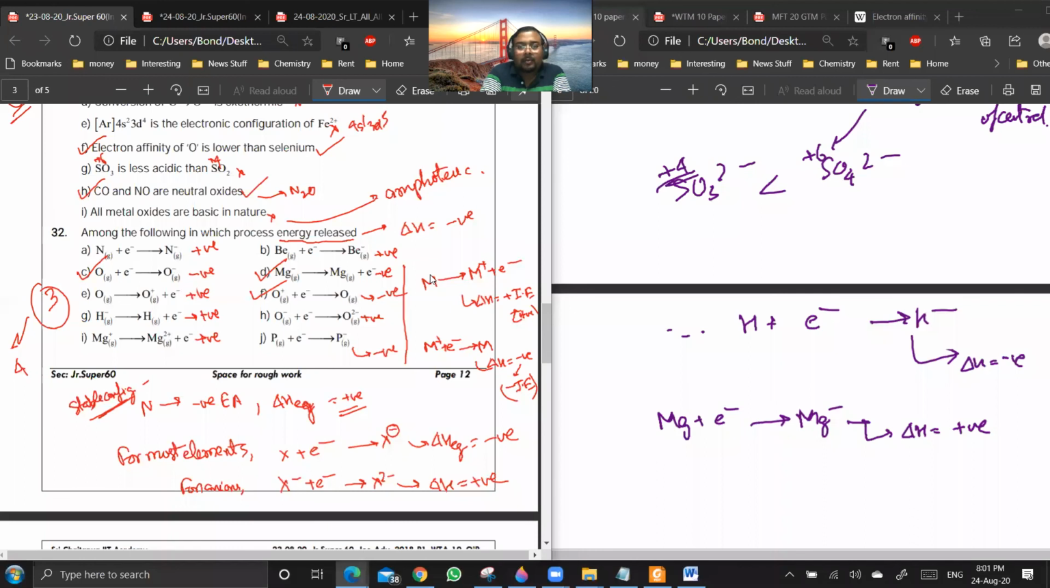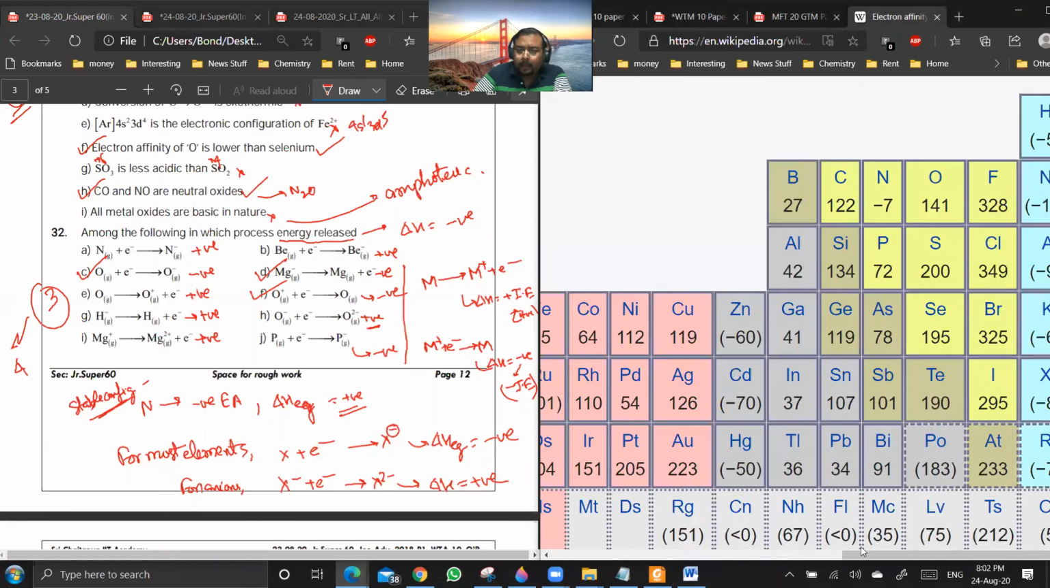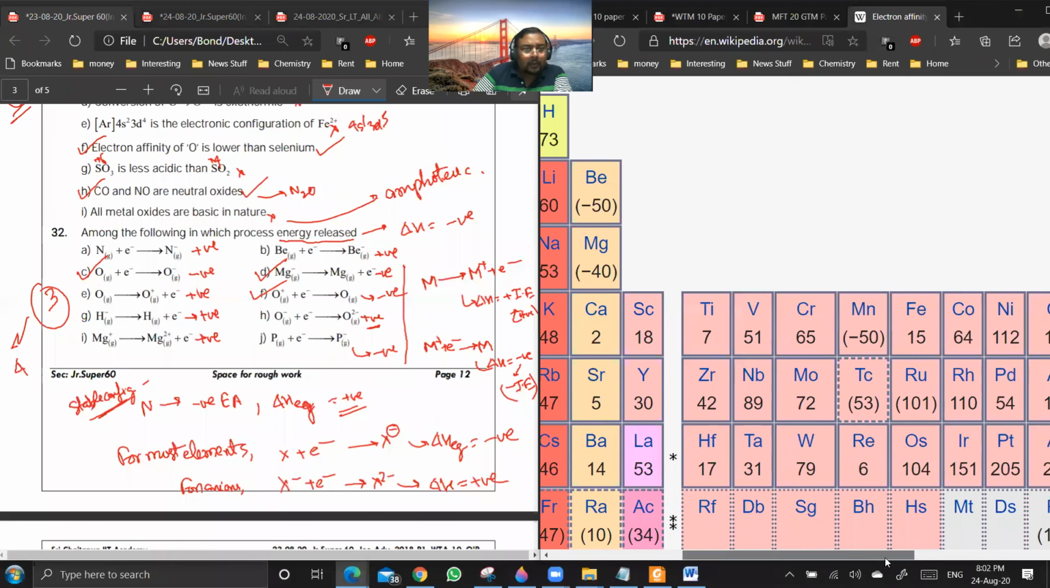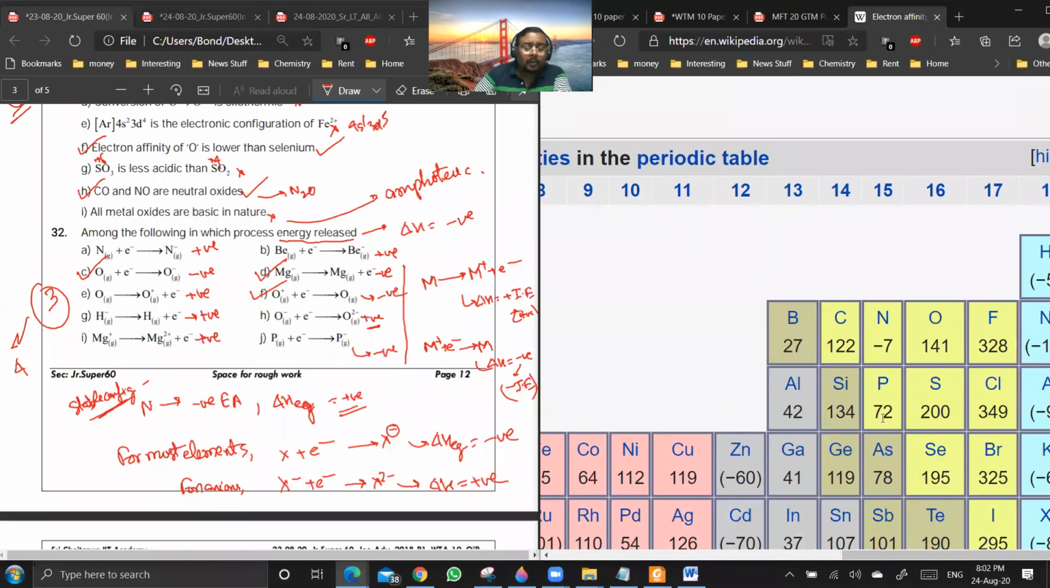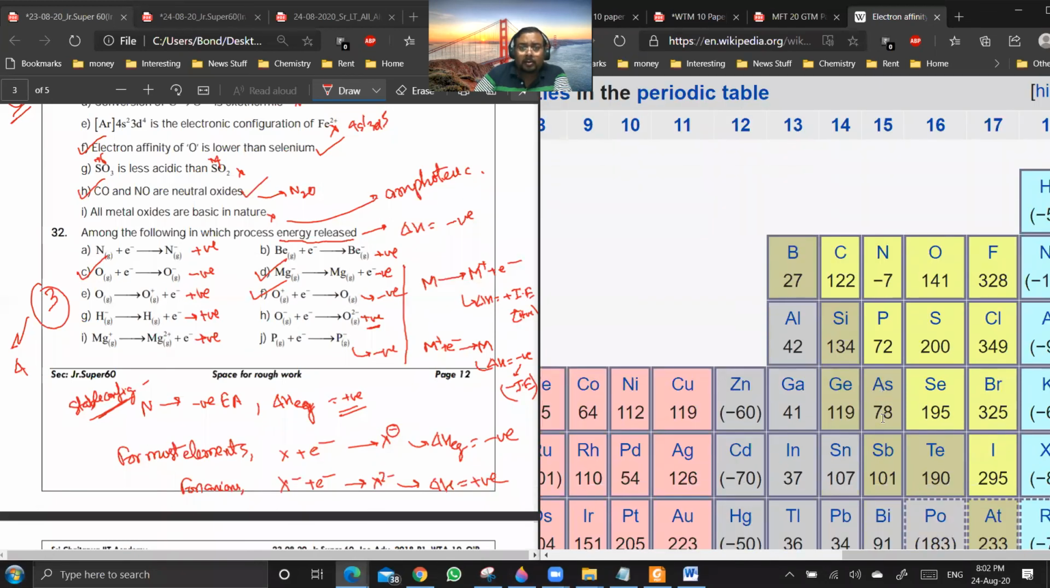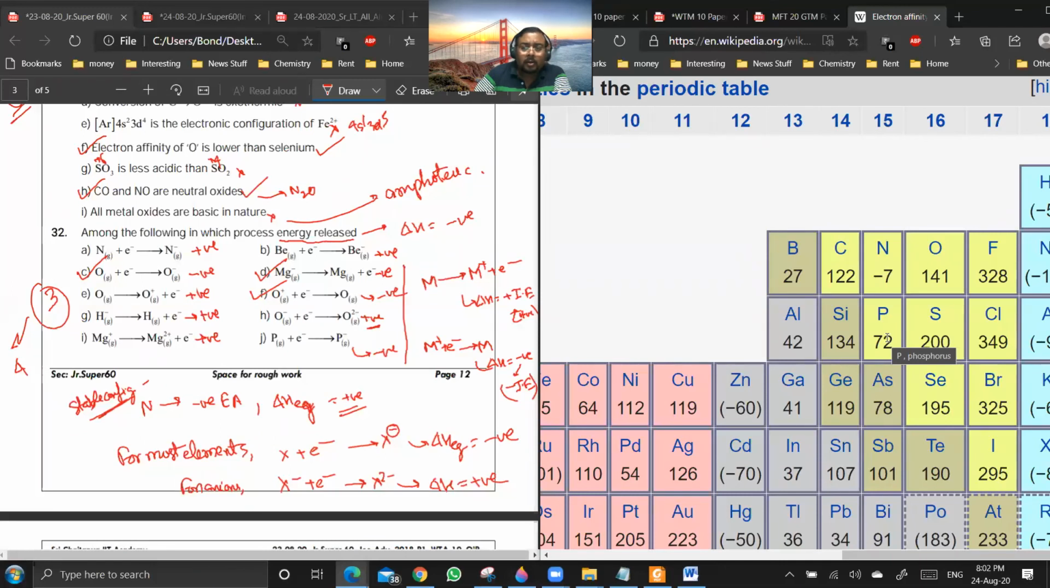O minus plus electron giving O2 minus, again, this will be positive. And P plus electron giving P minus, it will be positive. Actually, P plus electron giving P minus will be negative, because if you look at the values, this is value based, so they have given the answer based on that. But for phosphorus, the electron affinity is positive in this case, which means energy is released. Are you getting the point? Only for nitrogen it is negative. It is stable, sir, to give electron we should supply energy.